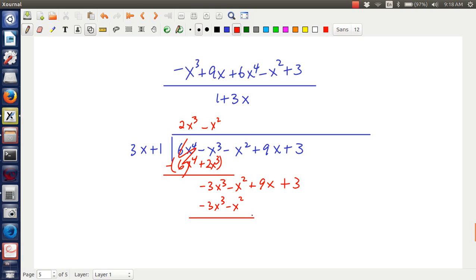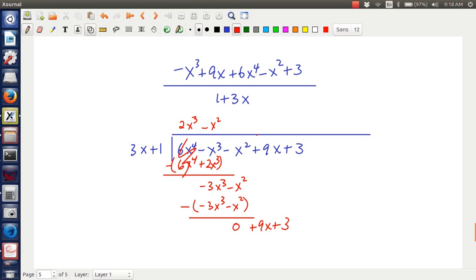This is kind of cool because this turns out to be even. If it had turned out not even, we would still bring down the 9x. If we had not written that, this is where we'd write it. We'd just say plus 9x plus 3. So over here, we don't need to worry about this piece. It's going to kind of skip around at the top.